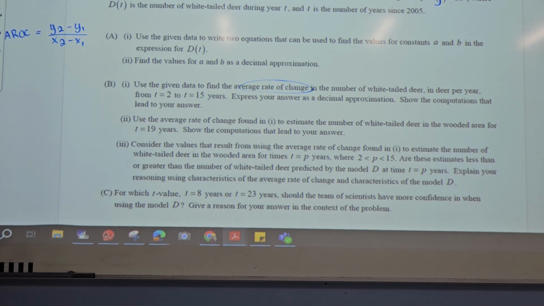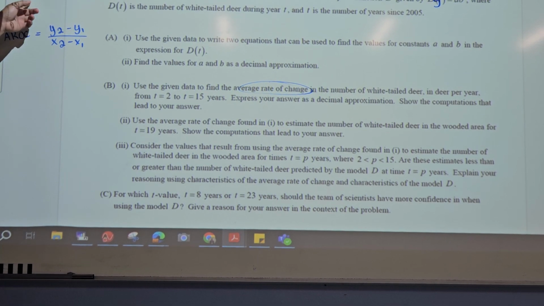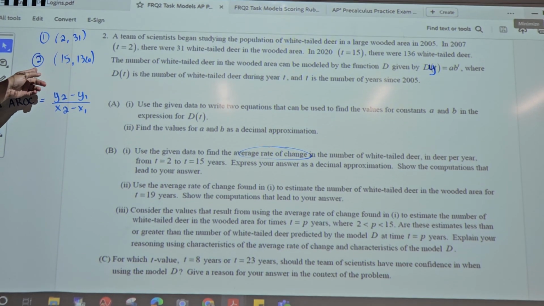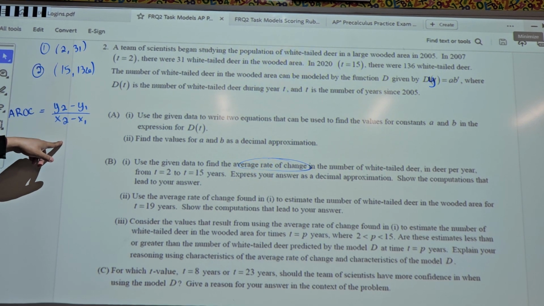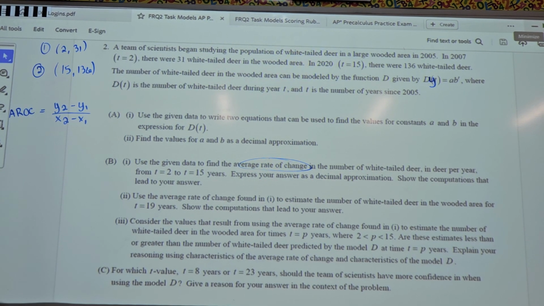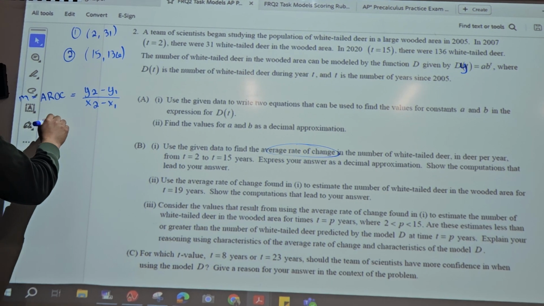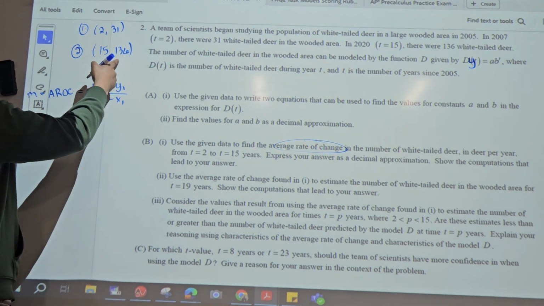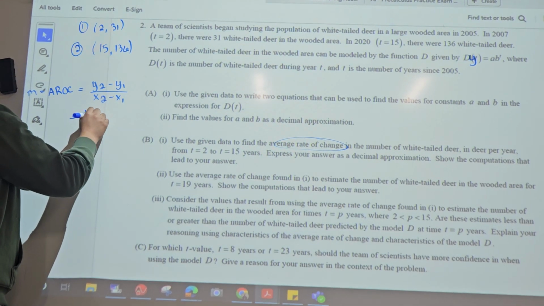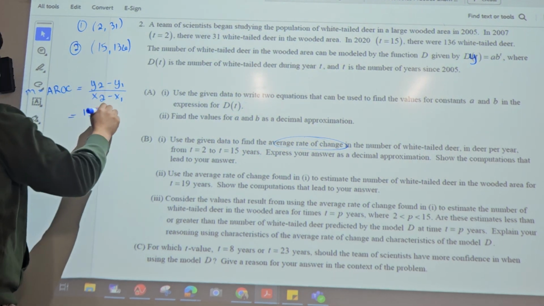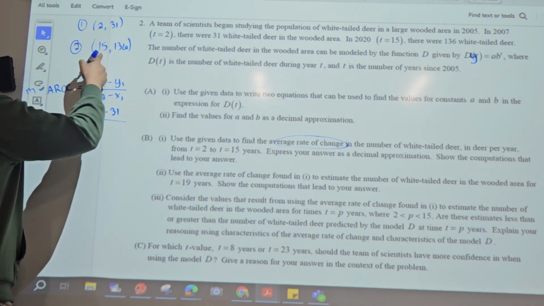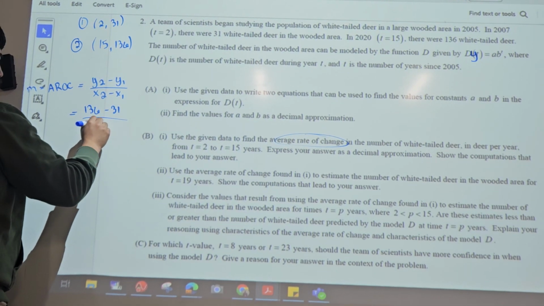So I need points. Where's my points? Whoa, didn't we already put the points? Can we just take these points and plug them in? The answer is, well, yes, right? So the average rate of change, which is my slope, right? Let's solve for it. So what's my slope here? Y2, the second point, which is 136, minus Y1, which is 31, over 15 minus 2.